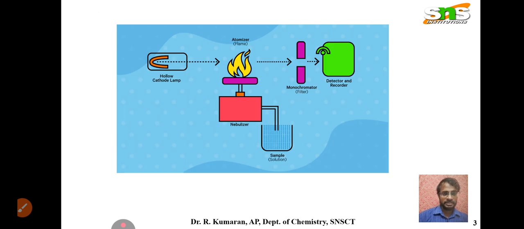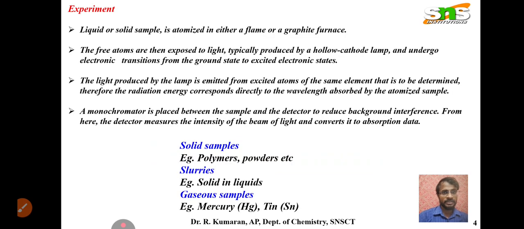So this is the simple instrumentation picture that uses a hollow cathode lamp, a flame and so on as the atomizer, and finally a detector after the light passes through the monochromator. In the experiment, we can use a liquid or solid sample that can be atomized either in a flame or in a graphite furnace.